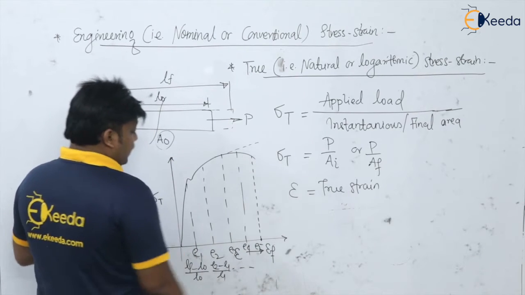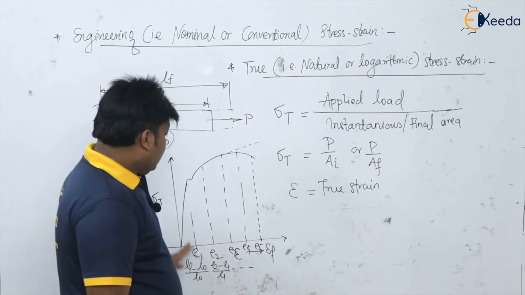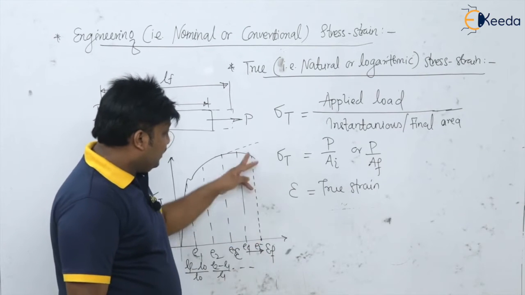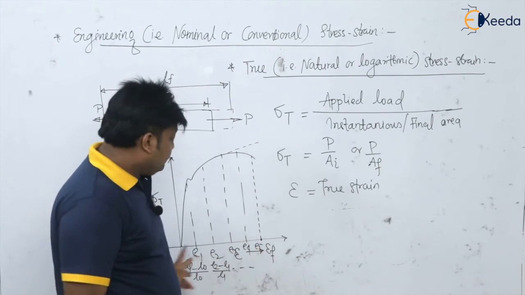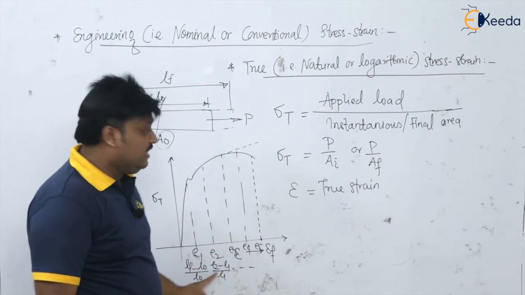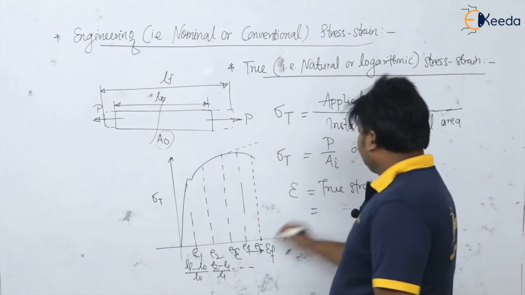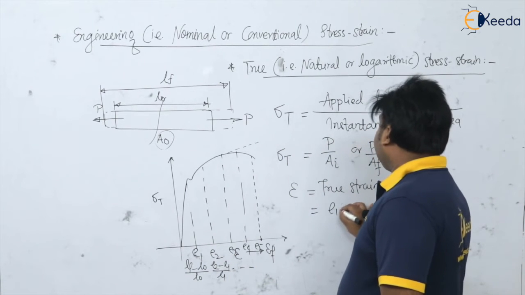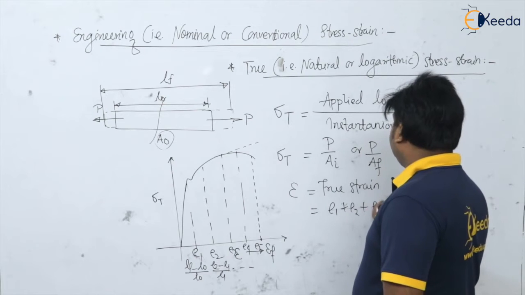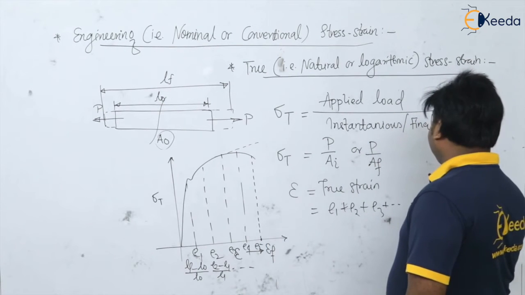Like that, whatever the values of the engineering strains, up to the point where you want to measure the true strain, it is a summation of all those nominal or engineering strains. So here what can I write? It is nothing but the summation of what? E1 plus E2 plus E3, up to E5, okay.